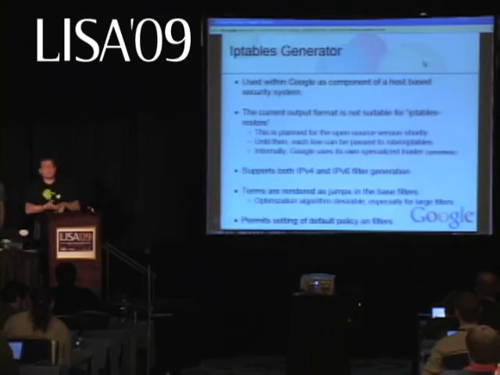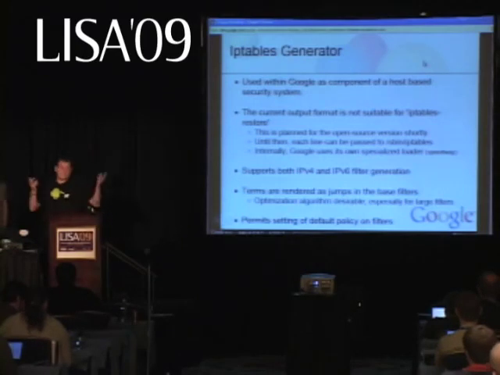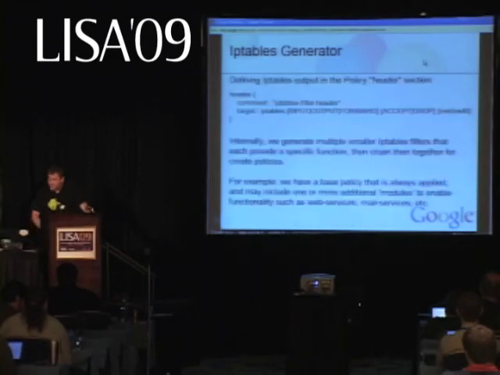So currently it supports the input, the output, and the forwarding tables. Obviously, we could add support for raw, mangle, NAT. We don't right now because we don't use it internally. That's something I'd like to do in my spare time shortly. And we also support, as I'll show here, setting the default policy.